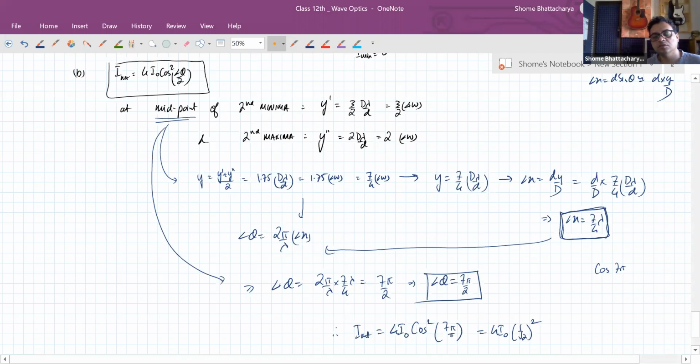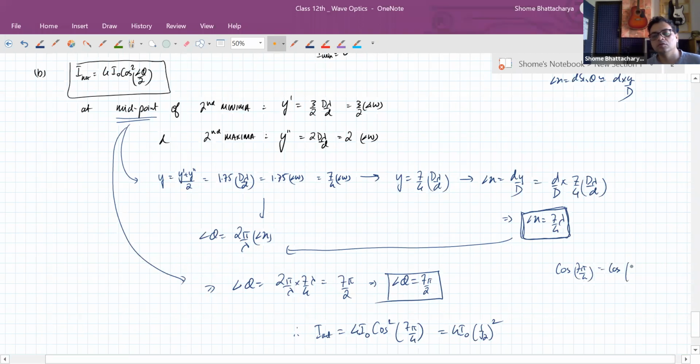Delta phi by 2, so 7 pi by 4, is cos of pi plus 3 pi by 4. That is minus cos 3 pi by 4. Or better, we can write it as 2 pi minus pi by 4. So that is cos pi by 4. That is 1 by root 2. That's how we are getting this.